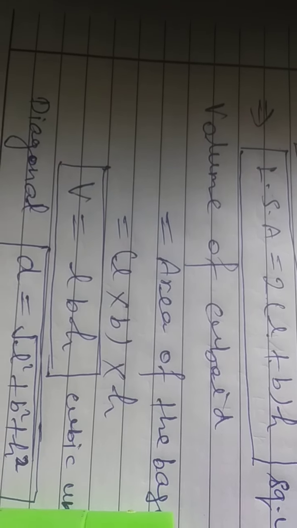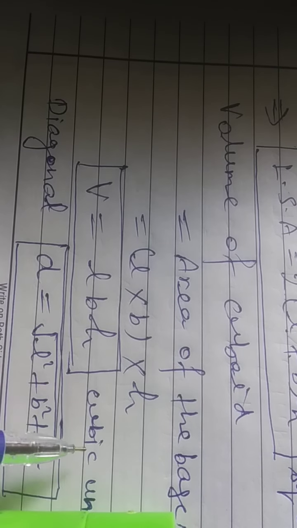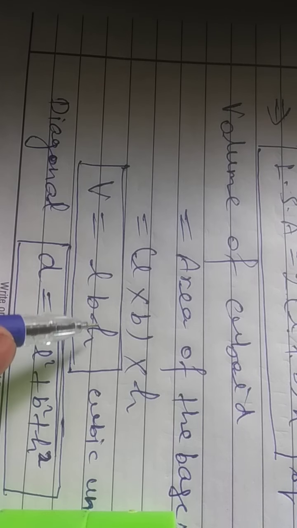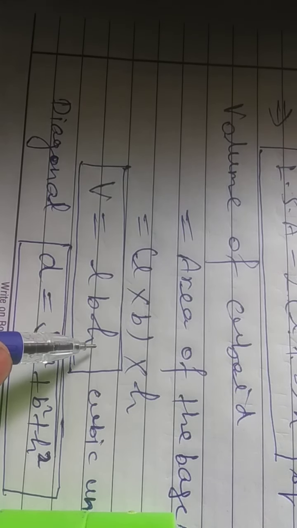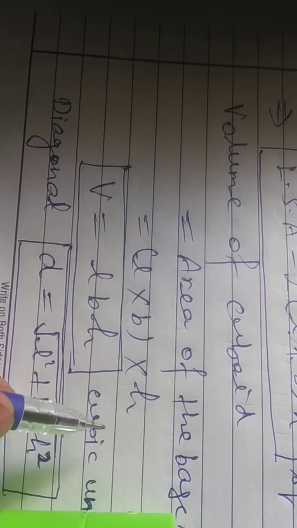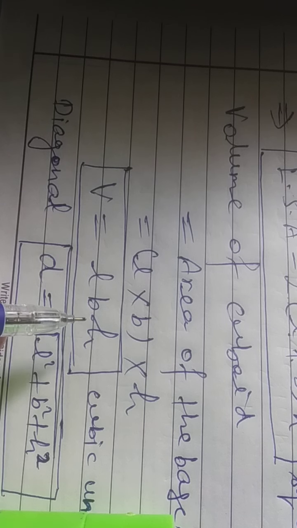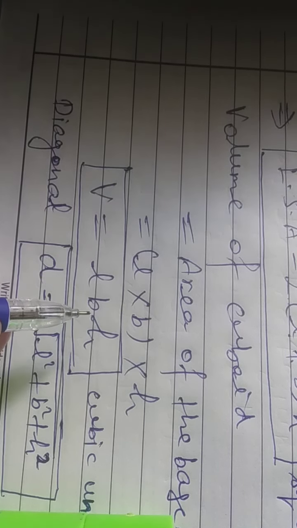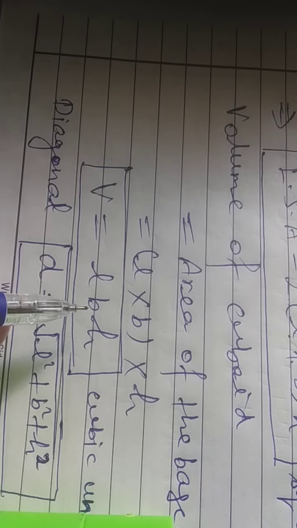What about the unit of volume? The unit will be cubic unit, because there is a multiplication of three lengths, L, B and H. If the dimensions are given in meters, then the unit will be meter cube or cubic meter. And if the dimensions are given in centimeters, then the unit will be centimeter cube or cubic centimeter.